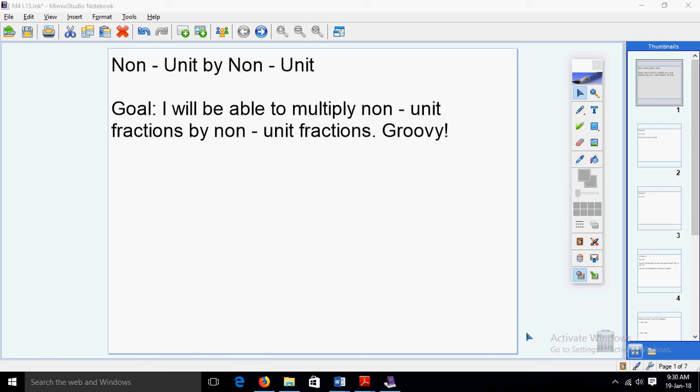All right, welcome to lesson 15. We have now moved on past unit fractions. We are now on non-unit by non-unit. Groovy. Let's get into it.